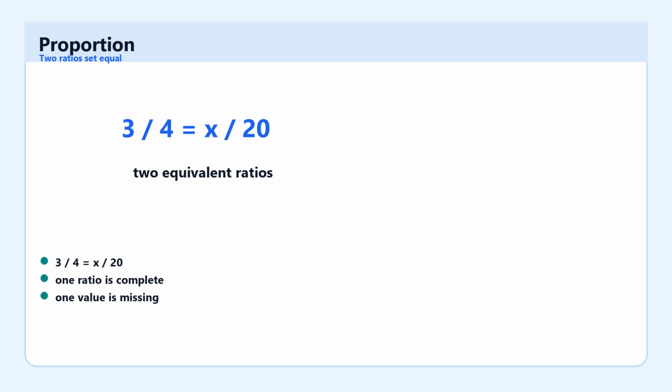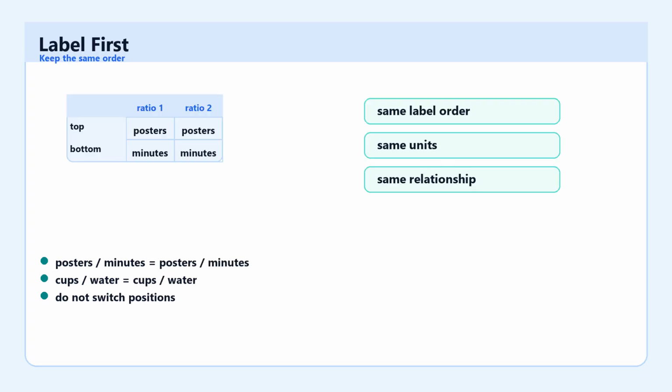The most important setup habit is label consistency. If the first ratio is small cups over large cups, the second ratio must use the same order. If you switch the labels, the numbers may still look neat, but the equation can represent the wrong situation.